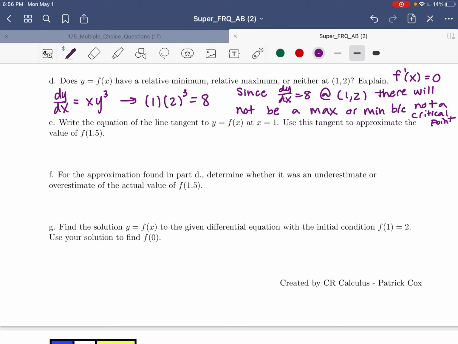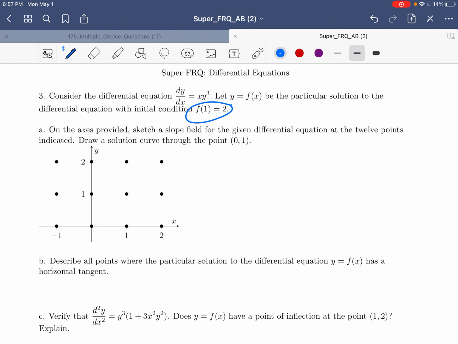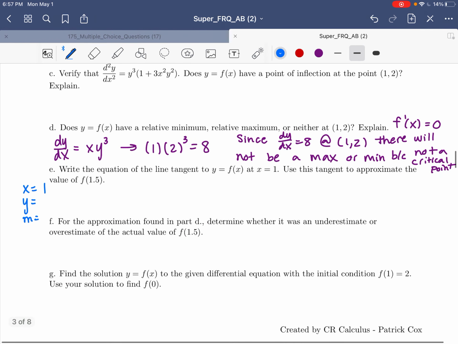Okay, E, I need to write the equation of a tangent line at x equals 1. So right away, I'm going to write x equals, y equals, and slope equals. So I know x equals 1, and up here they give us the point. We have the point (1, 2), so I know y is going to equal 2. And then I just found my slope at that point was 8.